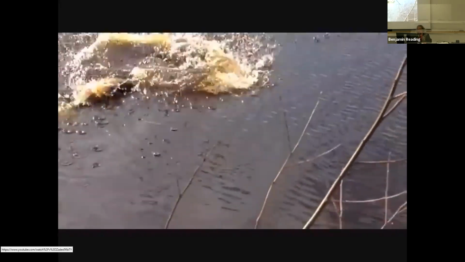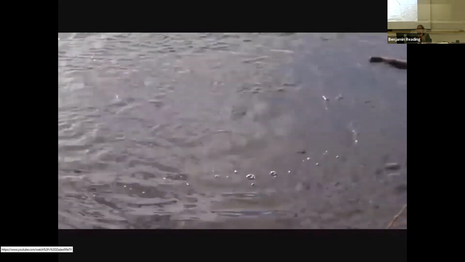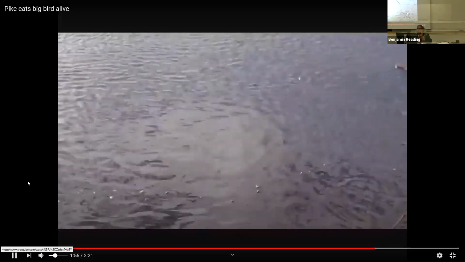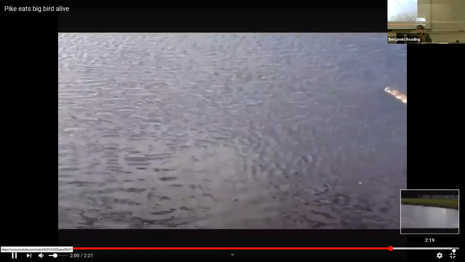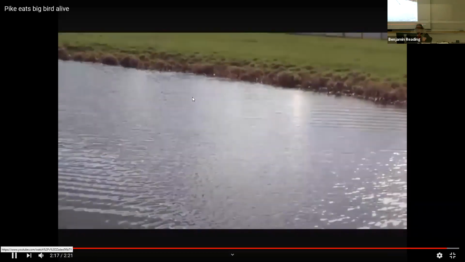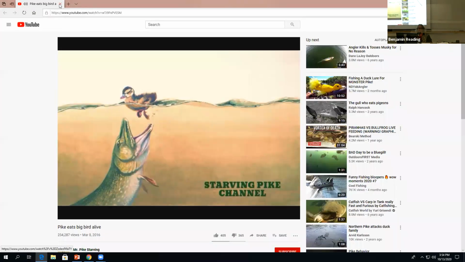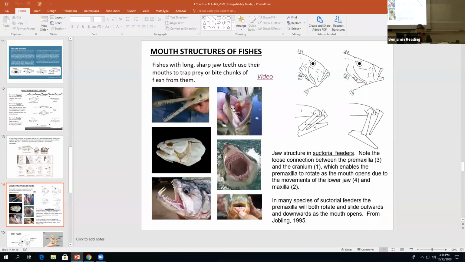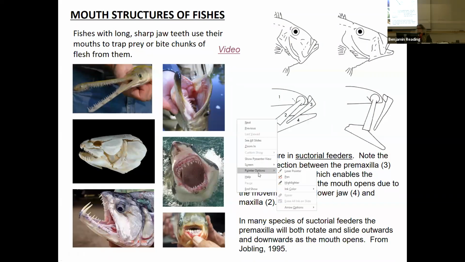So the bird is trying to peck. I believe that's it. The bird never resurfaces, and that pike eats it. So again, the jaws are designed to hold on to a prey item to prevent escape, and then eventually it is swallowed.